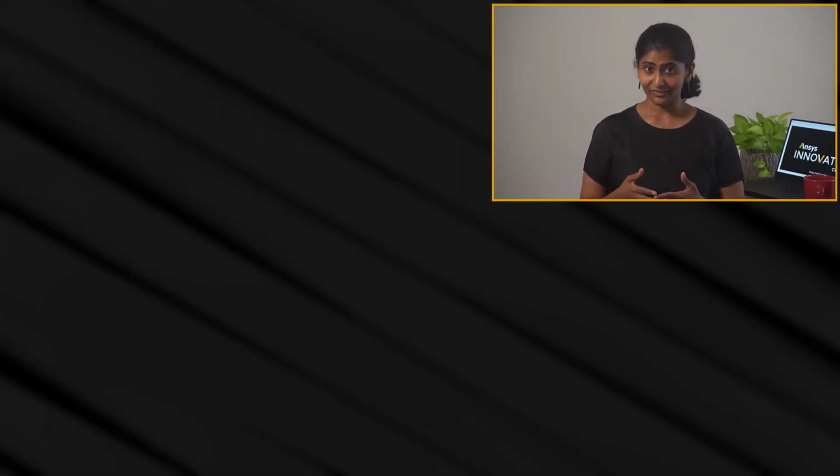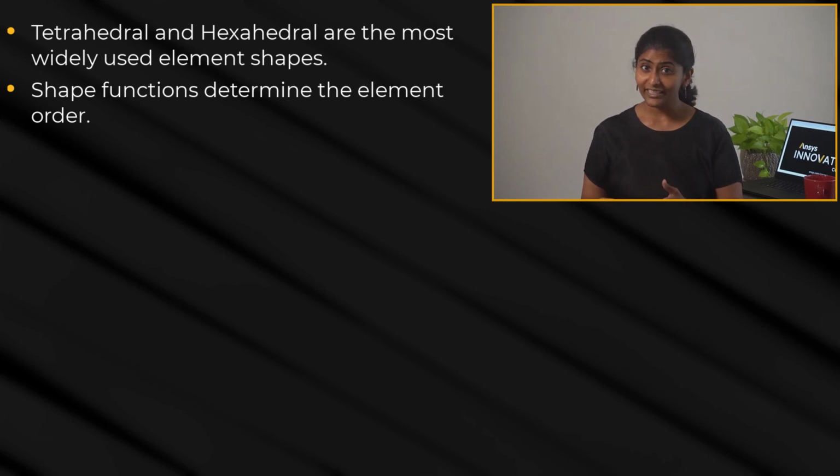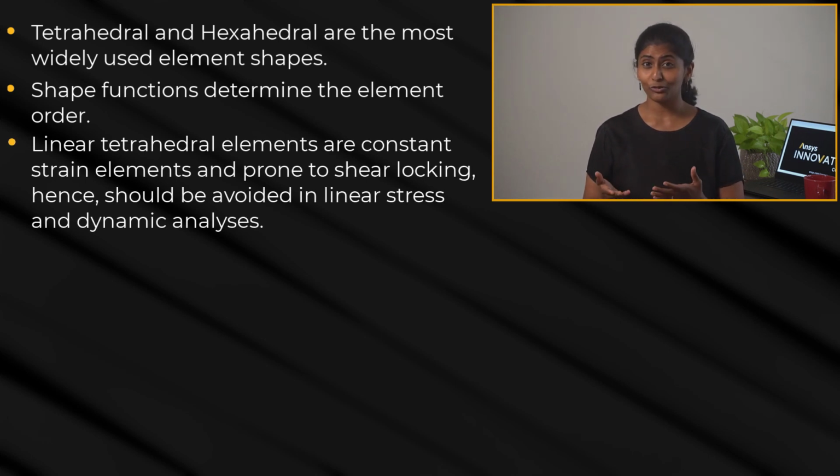Various 3D elements are available to mesh solid bodies. Tetrahedral and hexahedral are the two element shapes that are used most widely. The shape functions of an element determine its order. We can use linear elements which have nodes only on the vertices of an element, or we can use second order elements which also have mid-side nodes. Tetrahedral elements suffer from some shortcomings, such as being constant strain elements and being prone to shear locking. Hence, linear tetrahedral elements should be avoided in linear stress or dynamic analysis.